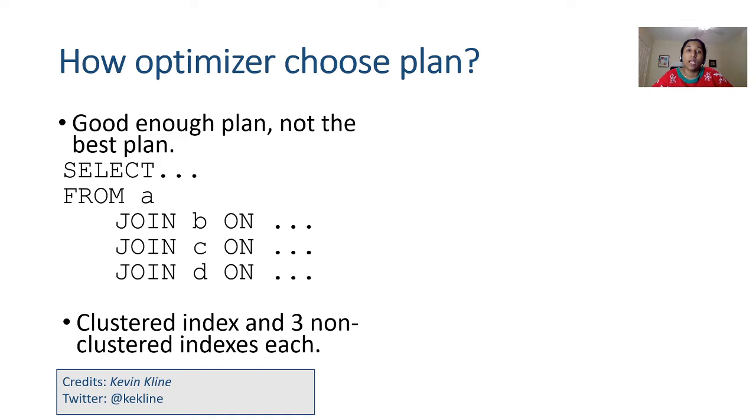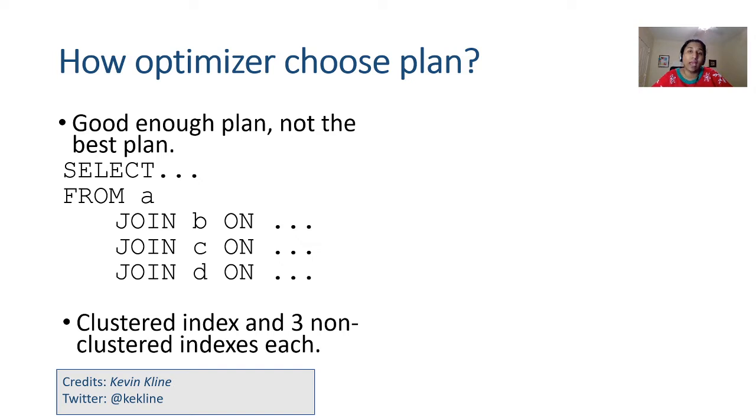Now let's see how the SQL optimizer will choose the plan. As you know, the SQL optimizer is a cost-based optimizer. It always wants to choose the good enough plan instead of the best plan. Now what is the difference? The time and the cost is the difference.